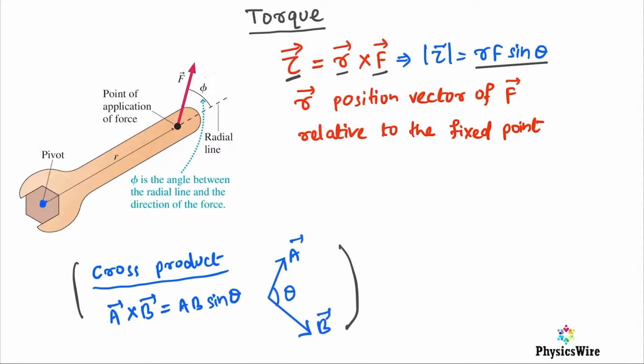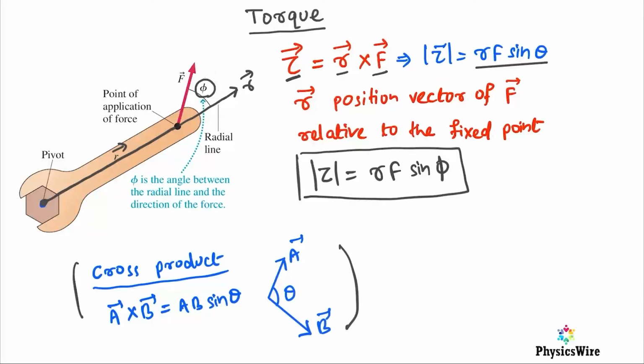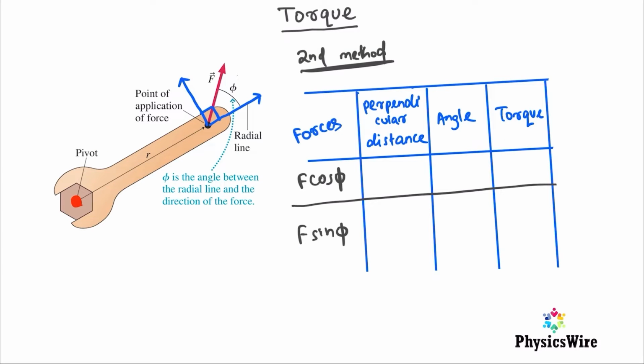In the figure, this is the pivot, which is a fixed point, and a force is applied. Just draw a straight line from this fixed point to the force like this. This is your r vector, and the angle between this r vector and the force is phi. It is given in the question. So the magnitude of the torque is r f sin phi, where phi is the angle between the r vector and the f vector. You can see. Let's solve the same problem using another method.